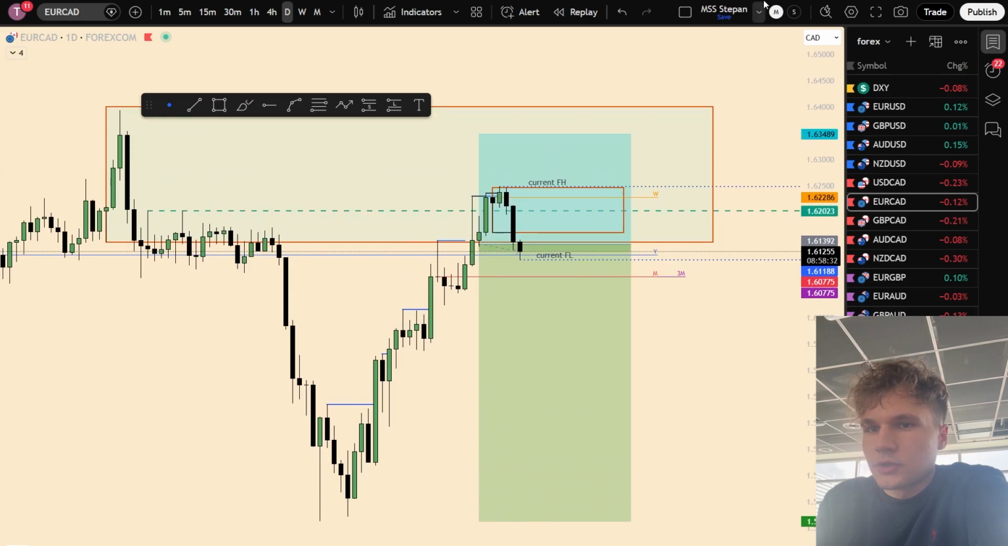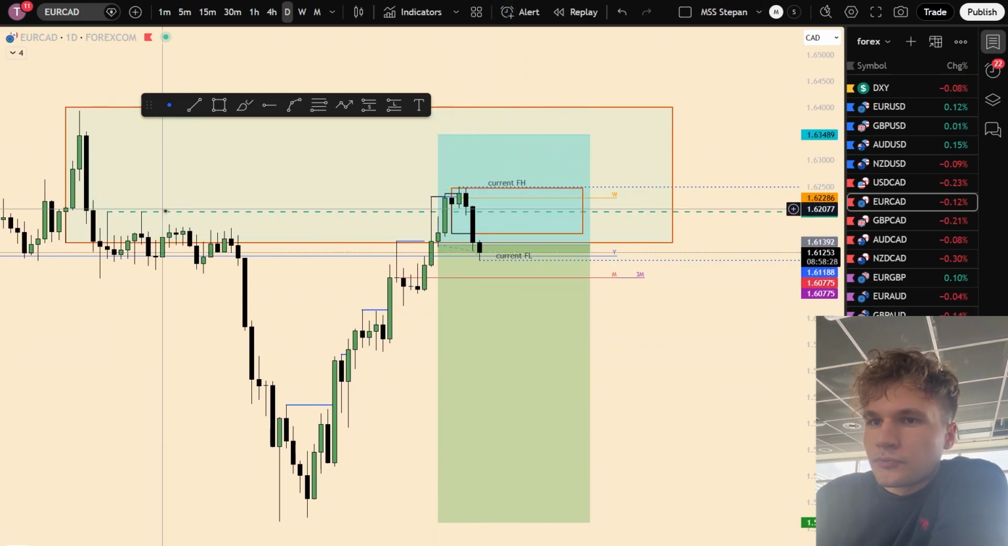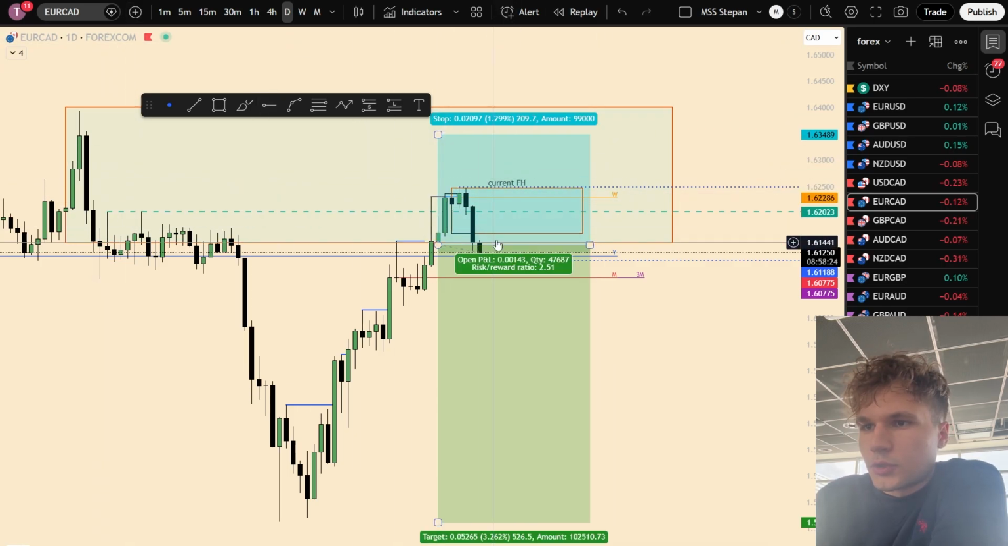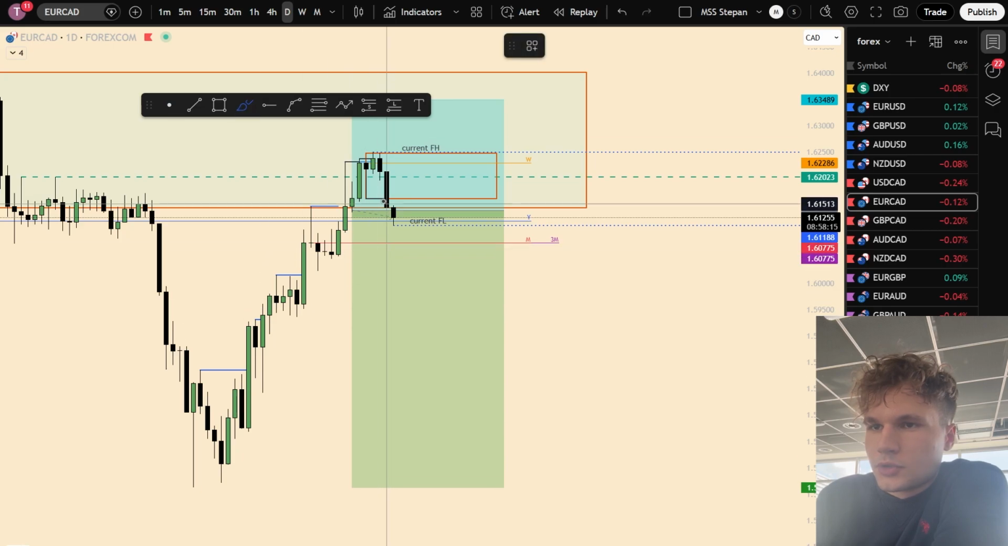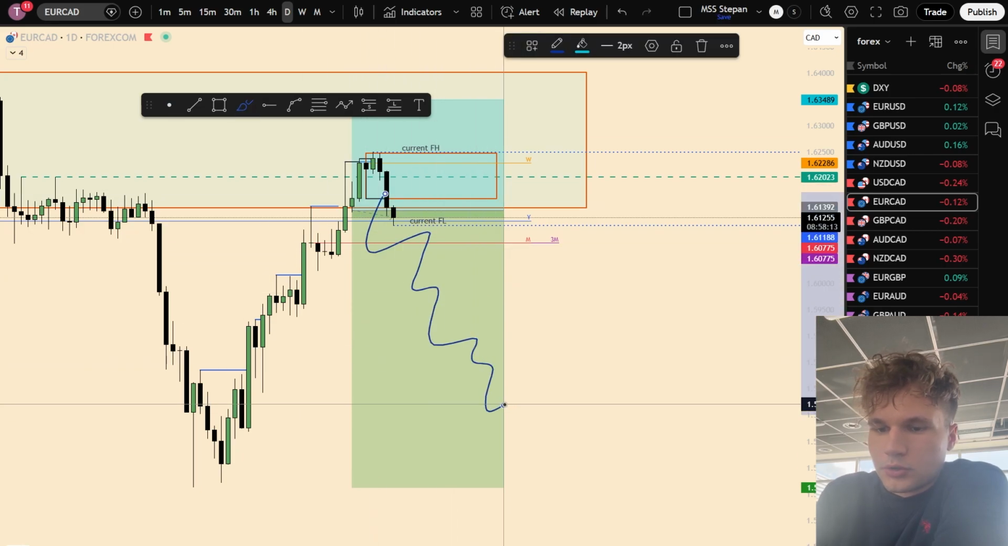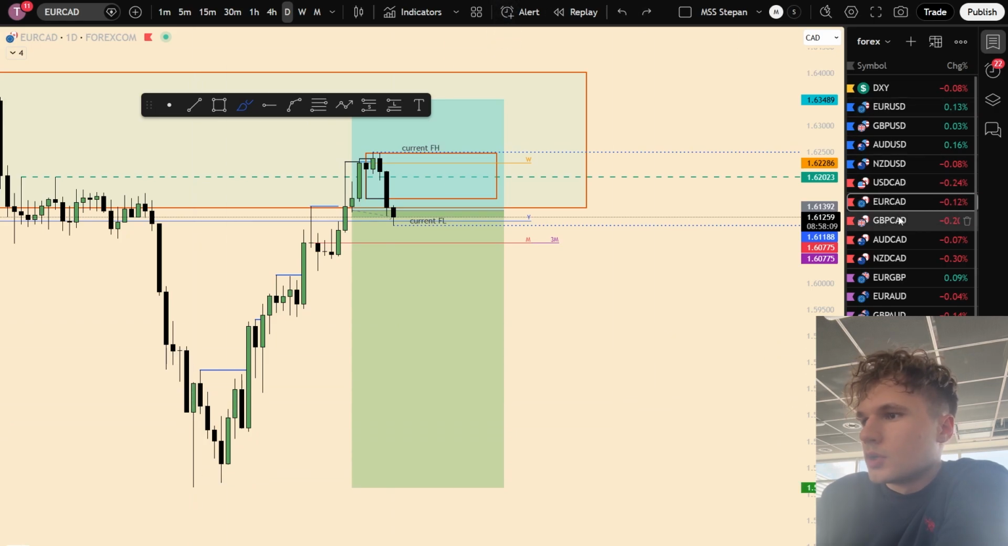Moving on to EURCAD, we look very clean and I entered this position myself, as you can see. We liquidated a lot of highs here. We are in this higher time frame supply zone and we made right now a break of structure up and then a break of structure up, creating a supply zone down, and I'm basically trading this whole impulse down to create a new lower low.